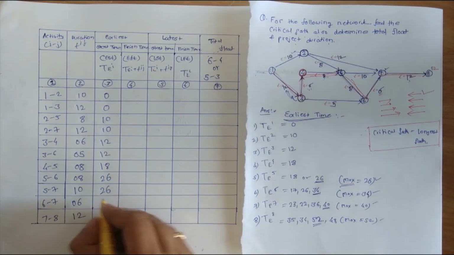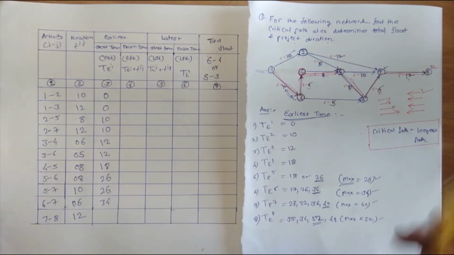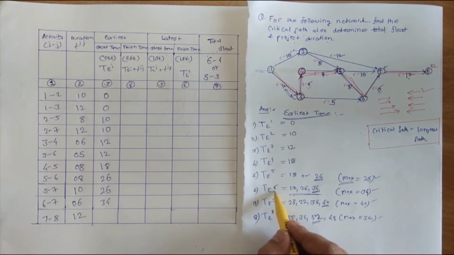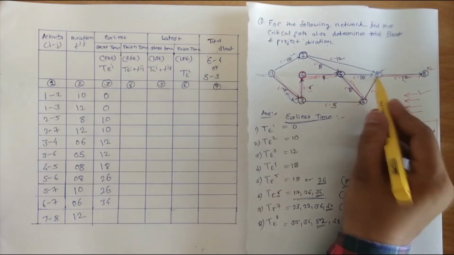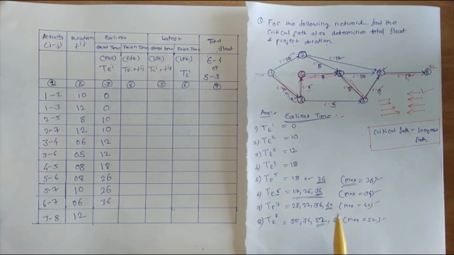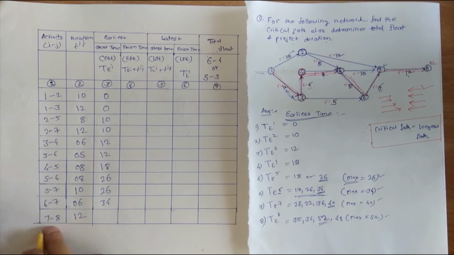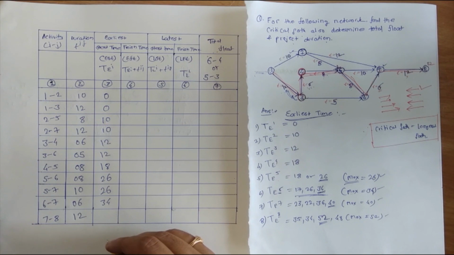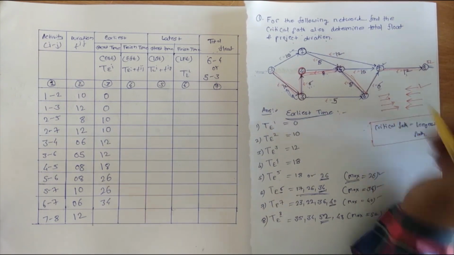Now 6 to 7, it is 34. You can see the path here, and you can also see the value from here. 6 to 7 start time 34, which is 12 plus 6 plus 8 plus 8. Okay, that is 34. So again 7 to 8. Finally for 7 to 8, the end is 52, but minus 12, that is 40.